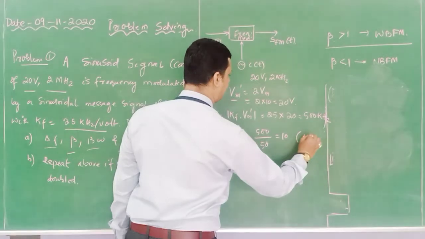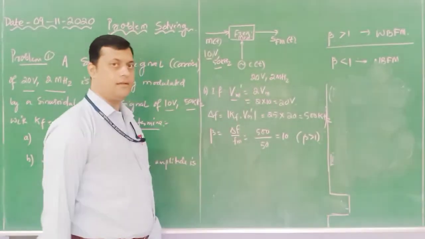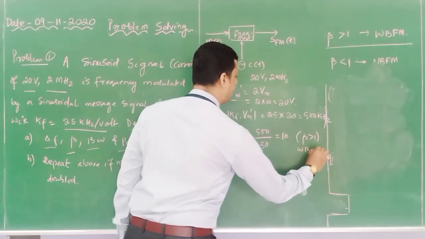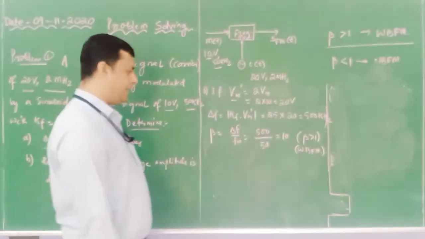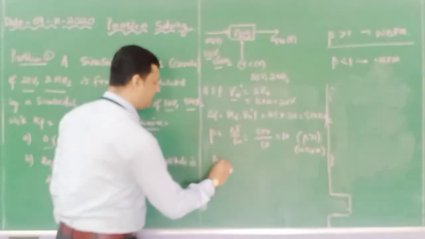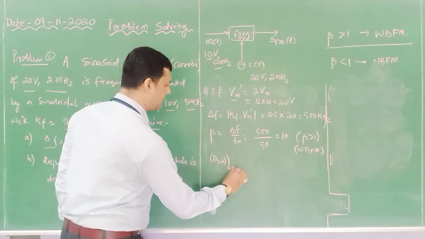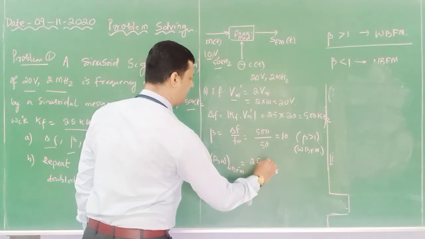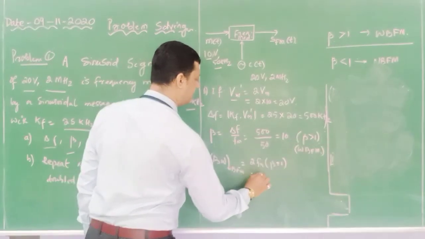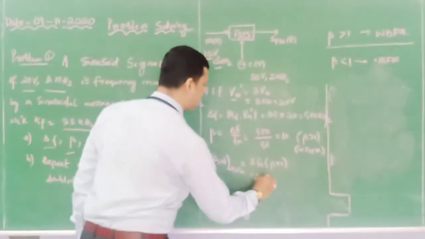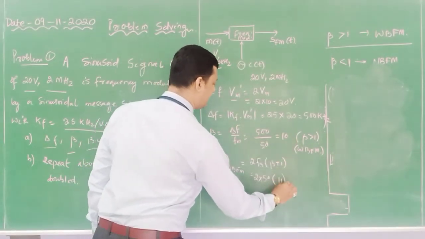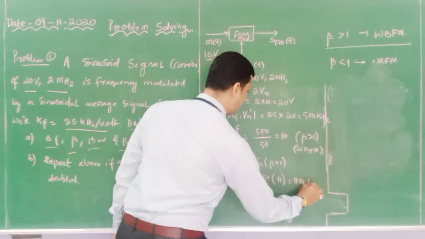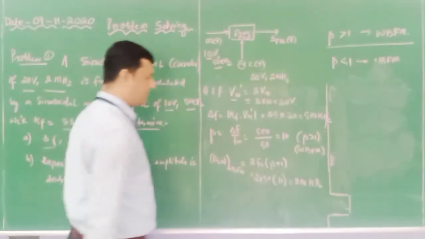So that indicates beta is again greater than 1. If beta is greater than 1, it is a WBFM signal. Okay, so beta is good. Next, bandwidth we have to determine for the WBFM signal. How are we going to determine? Twice fm whole into beta plus 1. So 2 into fm is 50 kilohertz, beta is 10, so it is 11. So it is 1100 kilohertz. So this will be my bandwidth.